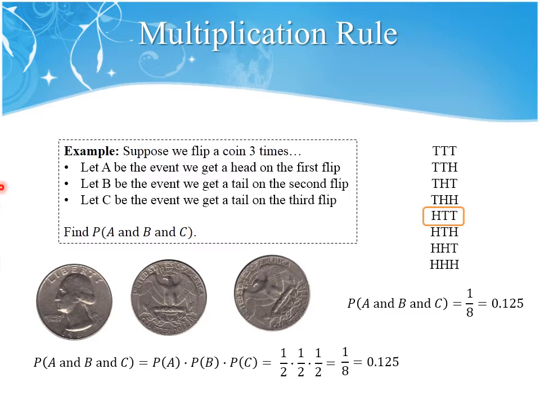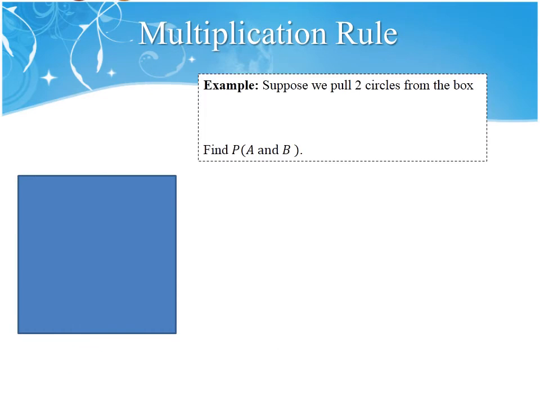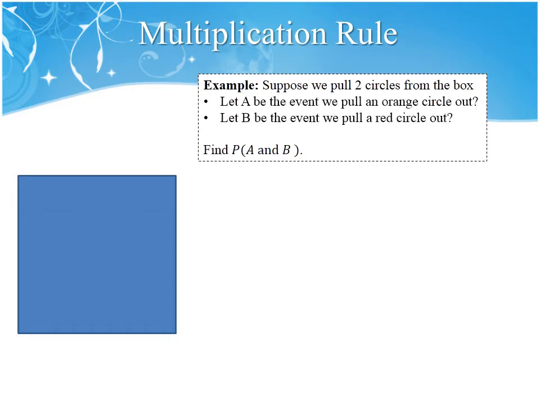However, it turns out that you can't always just multiply the probabilities of each event in order to get the probability that all 3 events happen successively. Let's look at another example. Suppose we have a box here, and I'm going to throw some circles into this box. So I'll throw 1, 2, 3 red circles in, and we'll throw 1, 2 orange circles in. We'll let A be the event we pull an orange circle out, and let B be the event we pull a red circle out.